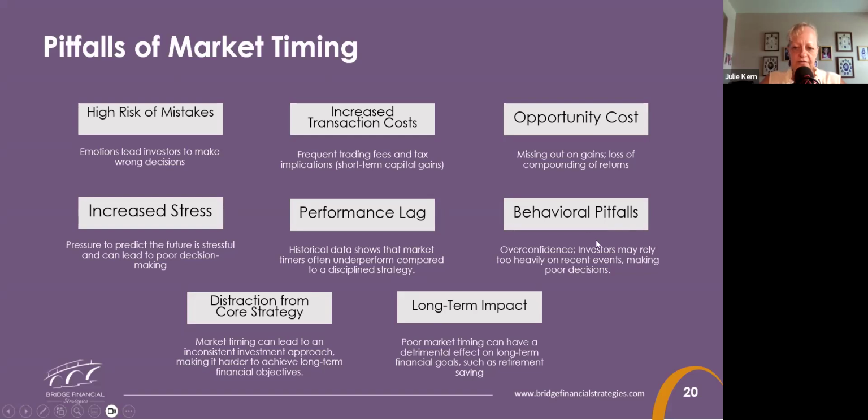Next is behavioral pitfalls. Things that can come up are that you're overconfident, either about your abilities to pick stocks or about the stocks themselves.